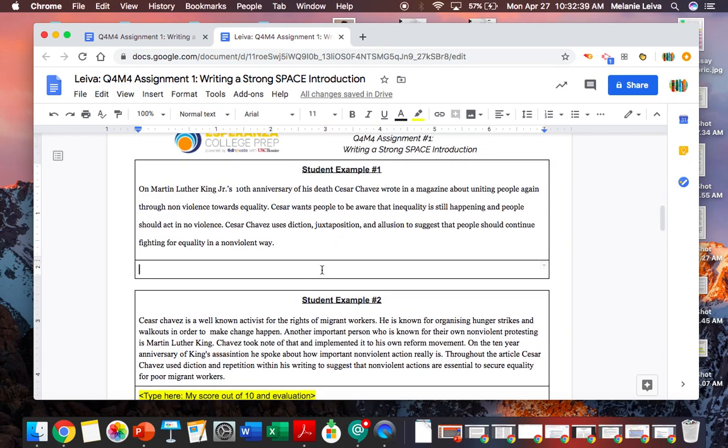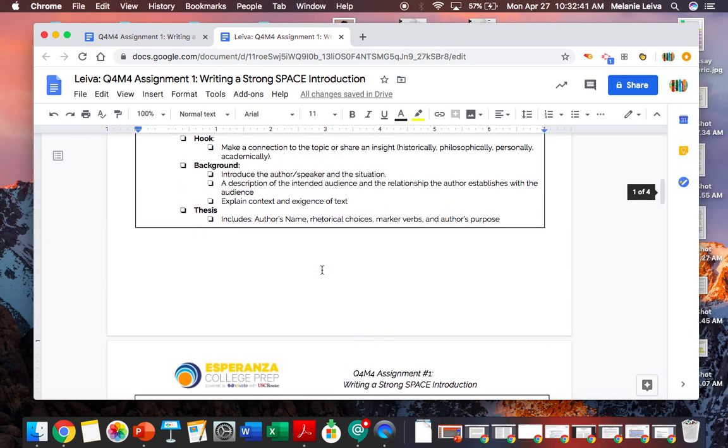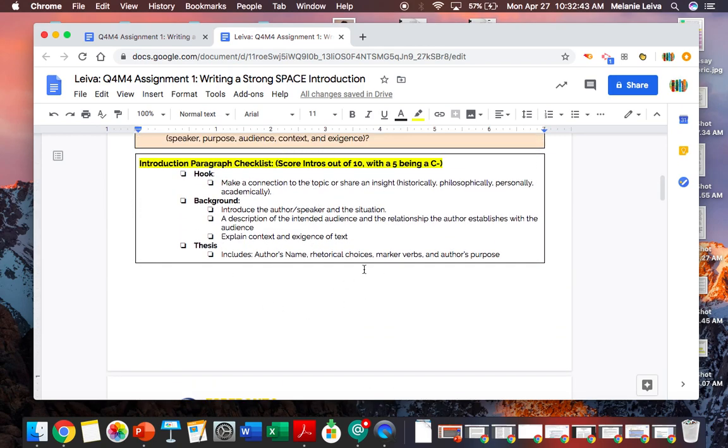Okay, so that's what you're doing for these examples. And I'm going to do the first one with you, okay? I added this checklist so that you can see what are all the elements of the introduction that you want to be on there.